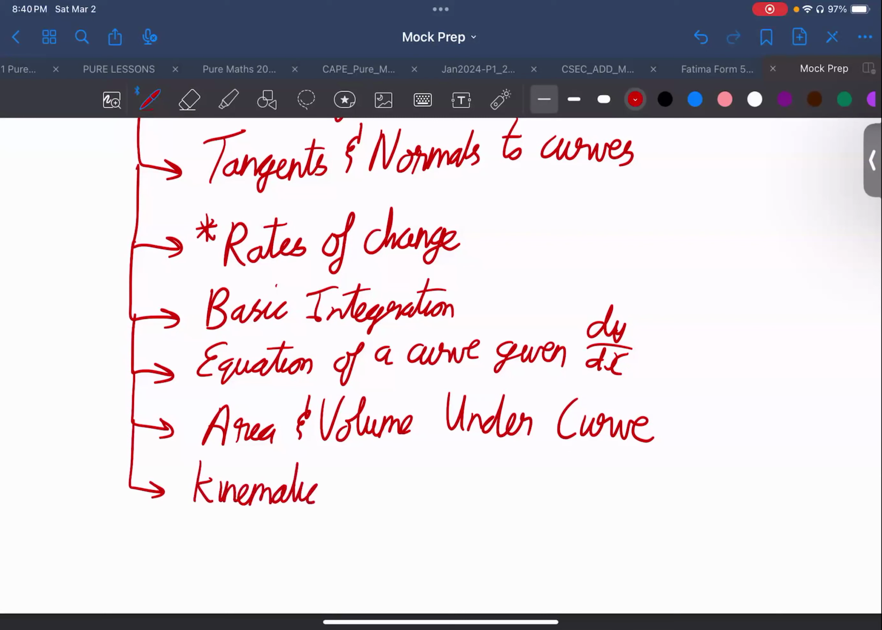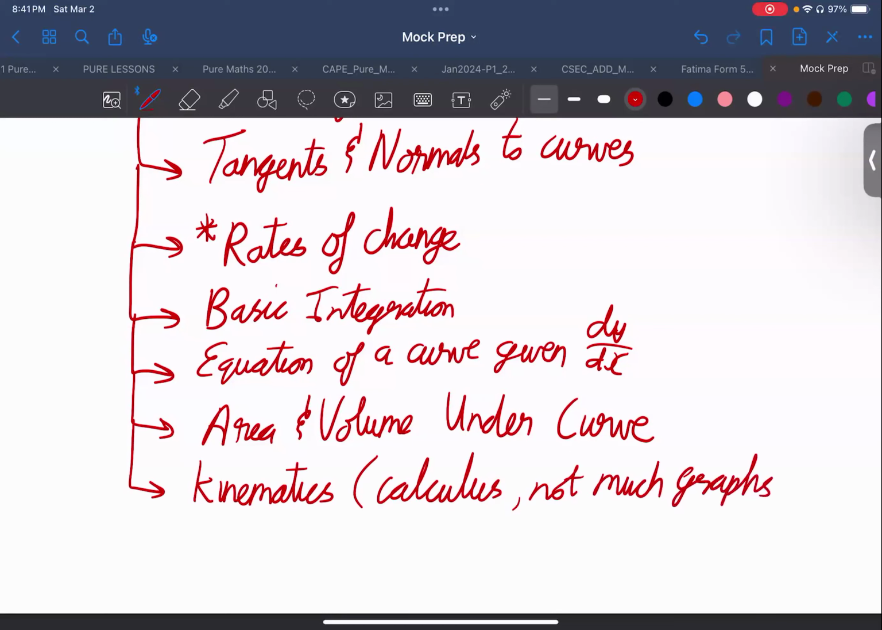kinematics, right? Mostly calculus, not much graphs. So remember we did the kinematic graphs. Don't focus too heavily on that, focus more on the calculus. Okay, so like the ascent, I'll explain that just now, right?